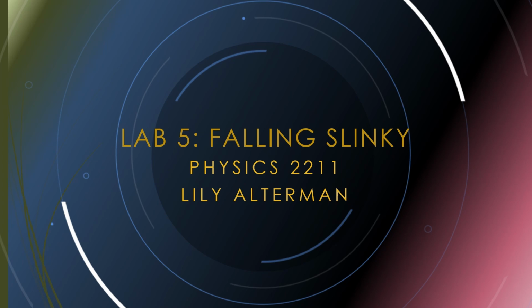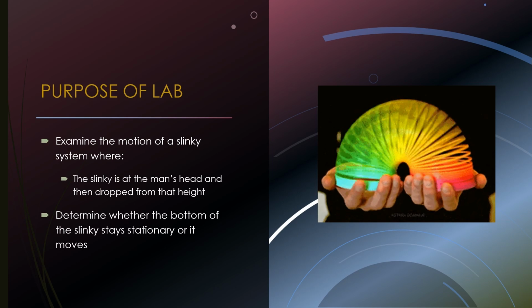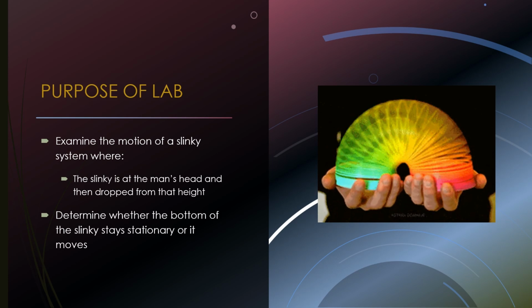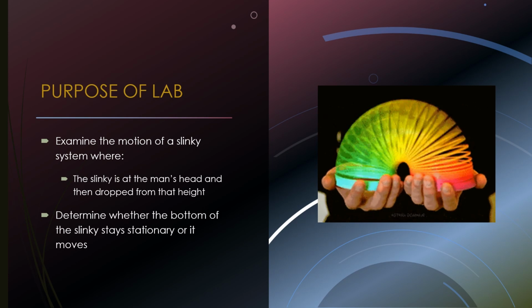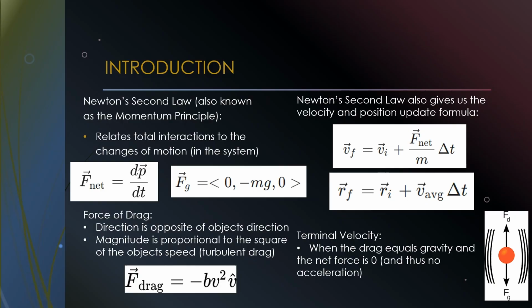Hello, my name is Lily Alterman, and today I will be presenting Lab 5, all about the falling Slinky. The purpose of this lab is to examine the motion of a Slinky system where the Slinky starts at a man's head and is dropped from that height. From this, we're going to determine whether the bottom of the Slinky stays stationary or moves.